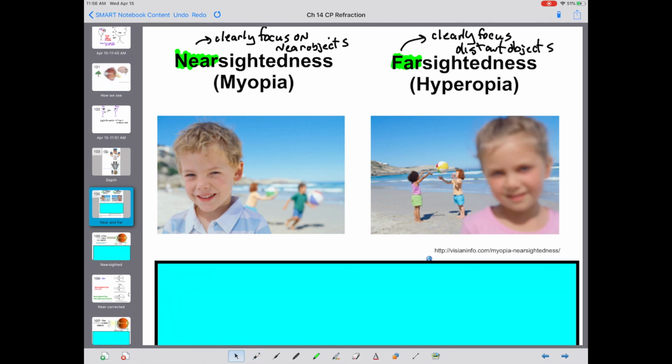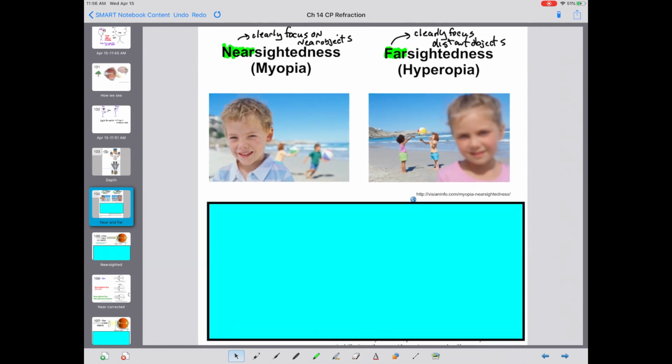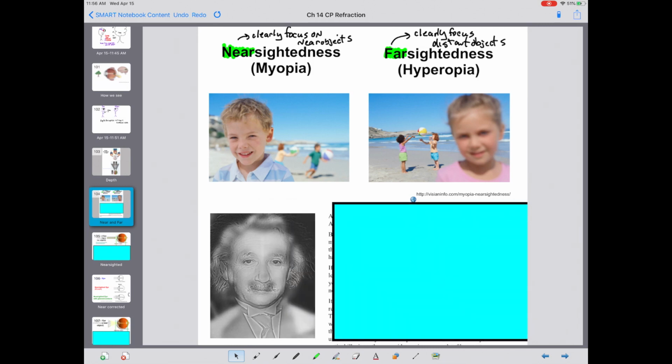Now, a little bit of a test. I have no idea how this is going to work over video, so we will see. So I'm going to enlarge my page a little bit, and then I'm going to take this rectangle and I'm going to move it over. What I want you to do is look at this picture, pause the video for a second, look at it, determine who you see, if it's a man or a woman. Look at it if you have contacts or glasses. Look at it with your glasses on. Look at it with your glasses off.